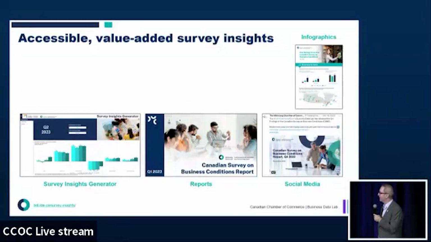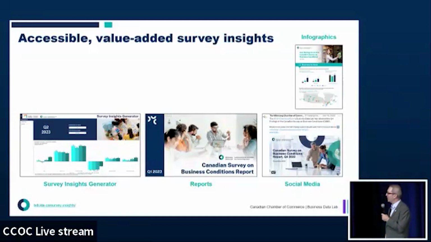So the way that we use this survey is to try to take these insights and make them accessible and simple for people to use. So you can see the different ways that we're trying to reach out to chambers and businesses.